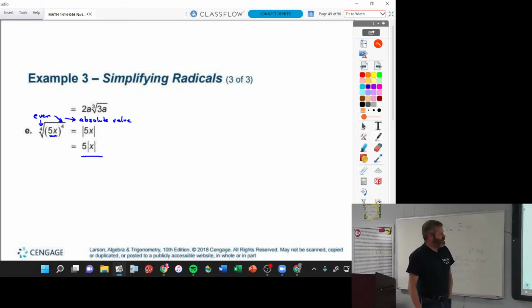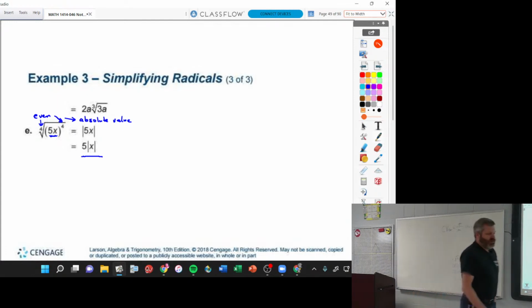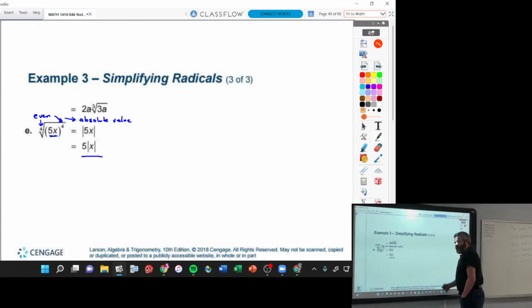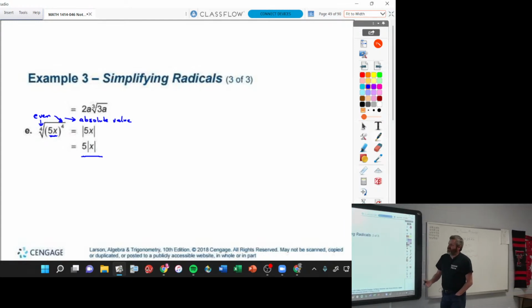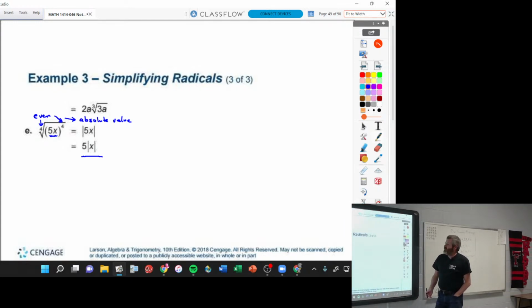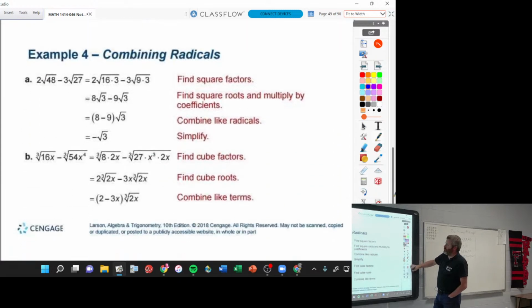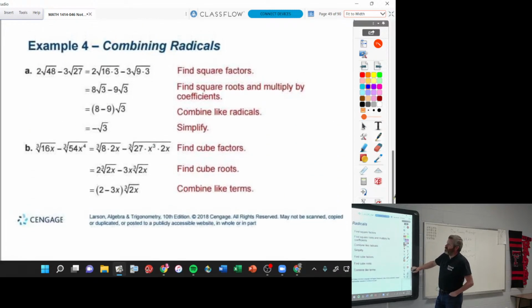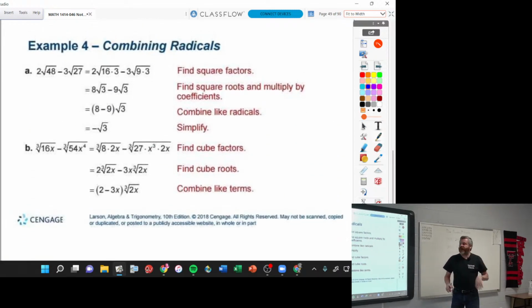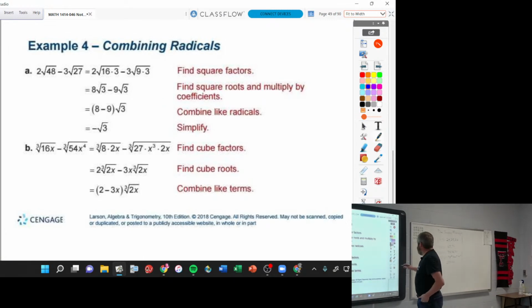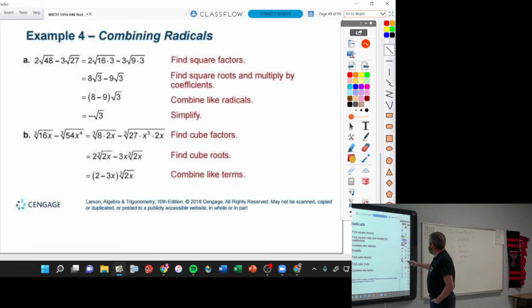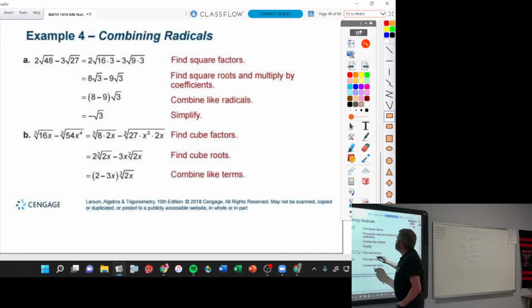When you're doing this, you need to make sure you're taking the absolute value of your variables, and then of course the absolute value of your constants. So if that happened to be a negative 5 in there, the answer is still just 5 absolute value of x. Next we'll move on to combining radicals, and we'll actually work it out.